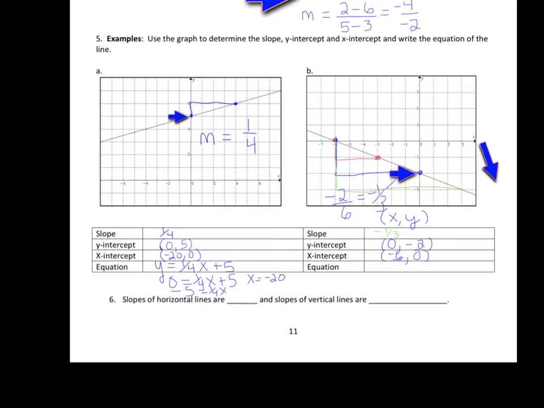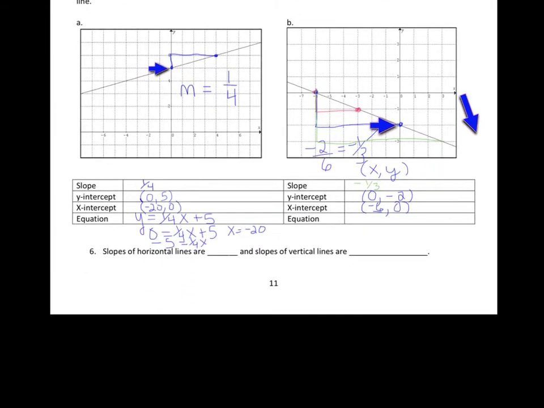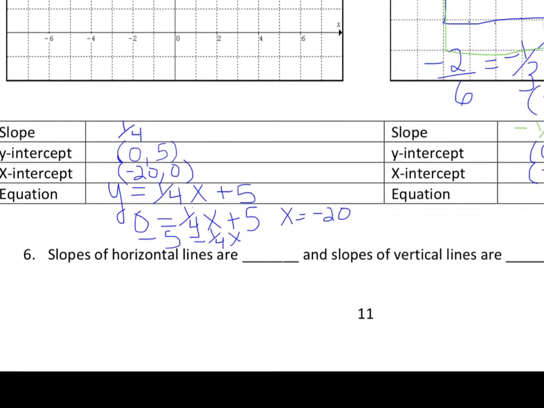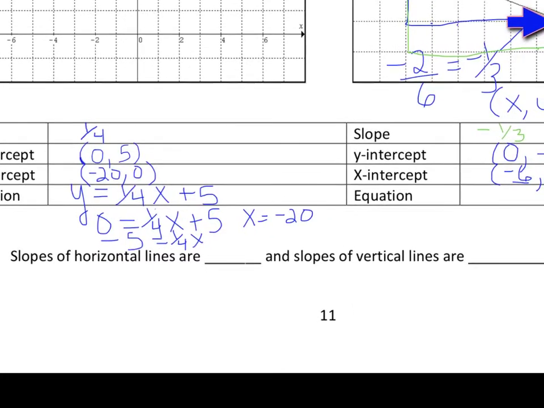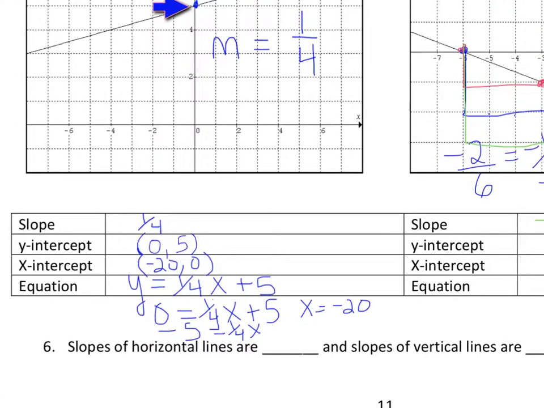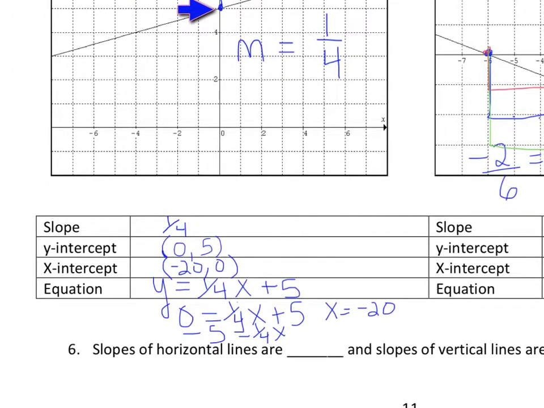Okay. The slope of horizontal lines are blank and slopes of vertical lines are blank. Well, if you have a horizontal line, and just to remind you, horizontal lines are like so, like this green line here. The slope is 0. It's not sloping up or down. It has no slope, essentially. So if it's horizontal, it has no slope, or we say 0 slope.